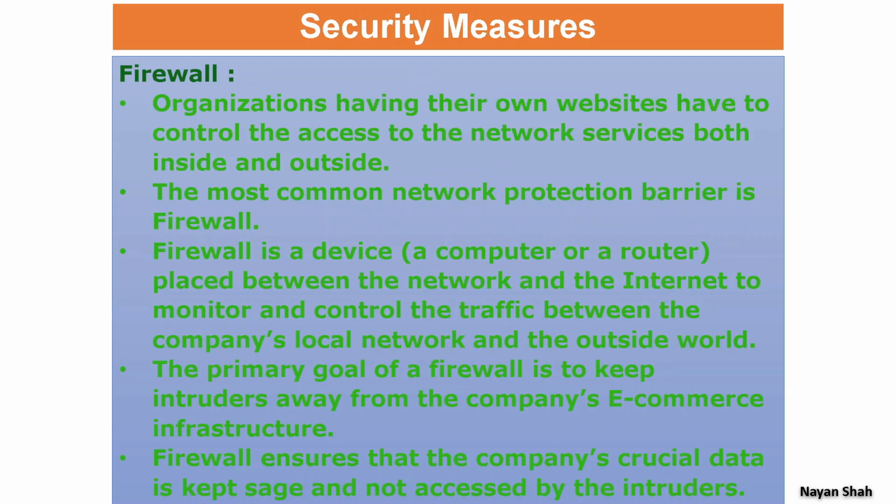Firewall. Firewall is also something through which we can protect our network. But a firewall is for those where there is a public network. So organizations having their own websites have to control access to the network services both inside and outside. And the most common network protection barrier is the firewall. A firewall is a device, a computer or a router or settings in your computer placed between the network and the internet to monitor and control the traffic between the company's local network and the outside world.